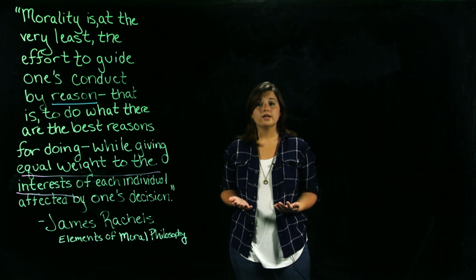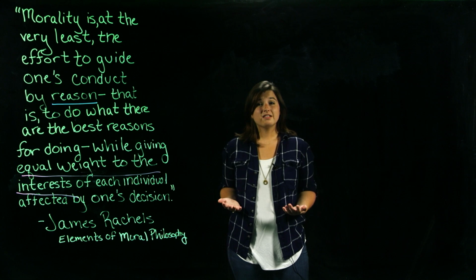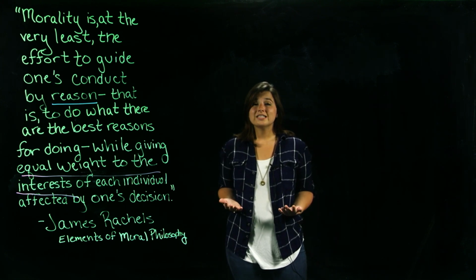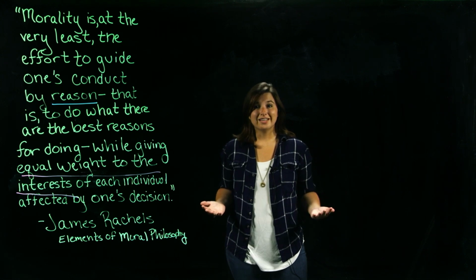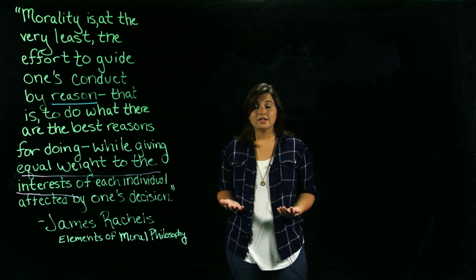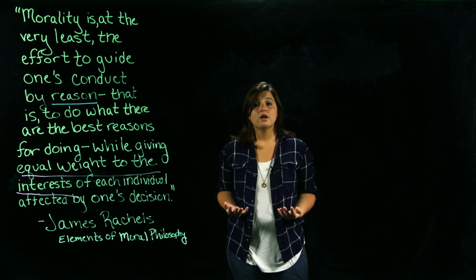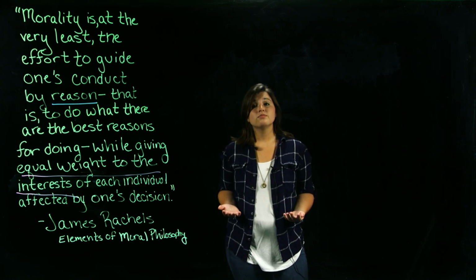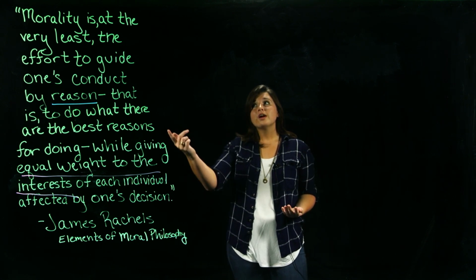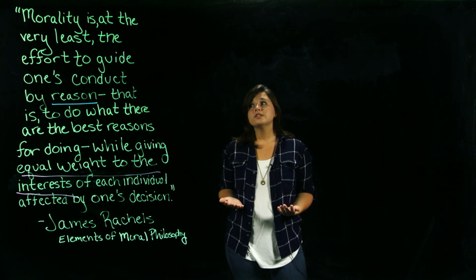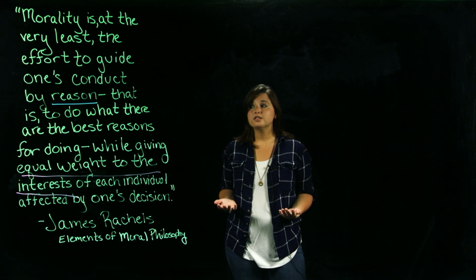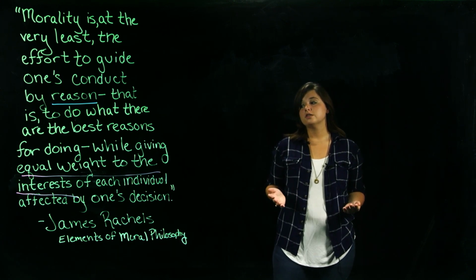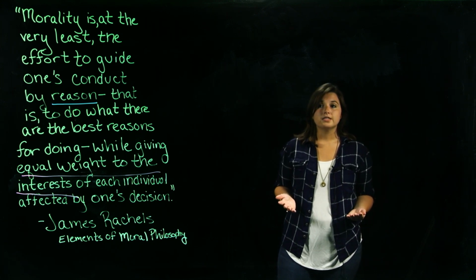One way that we can do that is through ethical theory, but there's a lot of ethical theories out there. There's good ones, and then there's bad ones, and we need to have some way of determining which ones are which. One way that we can do that is with some sort of minimum conception of what morality is. In Chapter 1 of James Rachels' Elements of Moral Philosophy, he says that morality is, at the very least, the effort to guide one's conduct by reason. That is, to do what there are the best reasons for doing, while giving equal weight to the interests of each individual affected by one's decision.